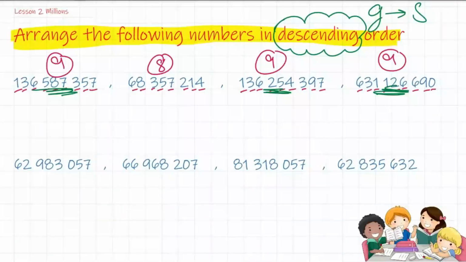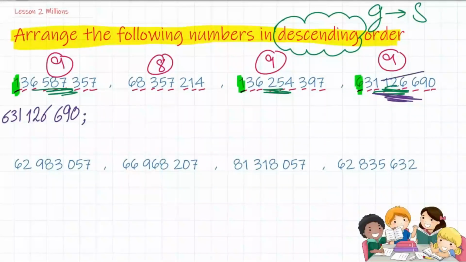Okay, let's start from the last digit to the left of it. We have here 1, we have here 1, we have here 6. So the greatest number is this number. Okay, let's write it here. It will be 631,126,690. Let's cancel it out.